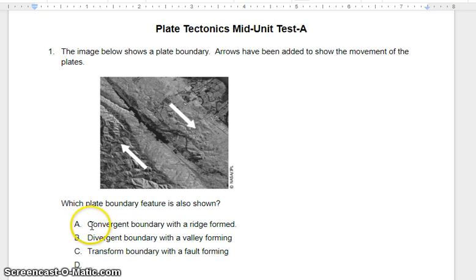A, a convergent boundary with a ridge formed. B, divergent boundary with a valley forming. C, transform boundary with a fault forming.